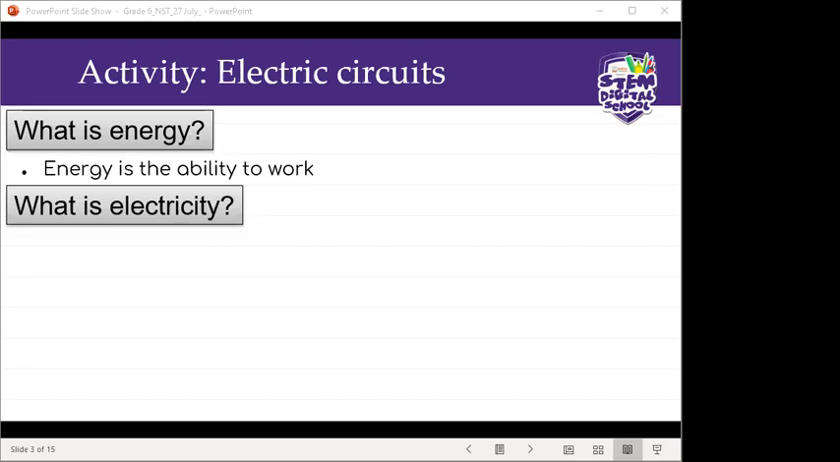All right, and last hand, Kamohelo. Ma'am, electricity is a flow of electrical power or charge. Okay, electricity is the flow of electrical power or charge. All right, beautiful. Okay, so let's go to the group chat.